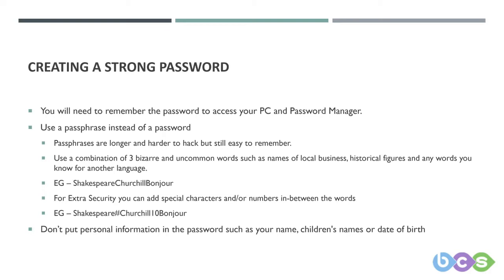I put "and or" there, but actually I'd recommend you do both, as in the example beneath, where we've done Shakespeare hash Churchill 10 bonjour. That's not too difficult to remember, especially if you can relate it to local things. I was thinking a Shakespeare pub, Churchill was Winston Churchill, who lived at number 10, and bonjour, one of the foreign words I know. It's one of the foreign words most people know, but it's just an example of how you can construct a password that you're going to remember, but is really difficult to guess.